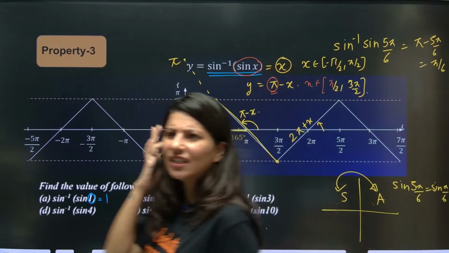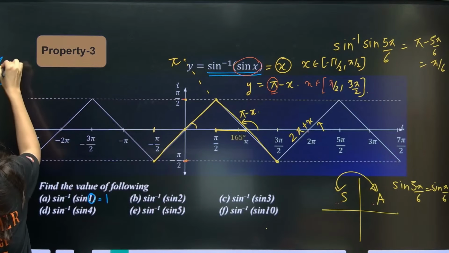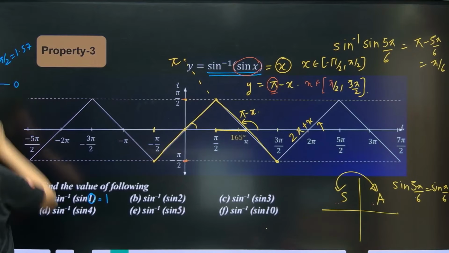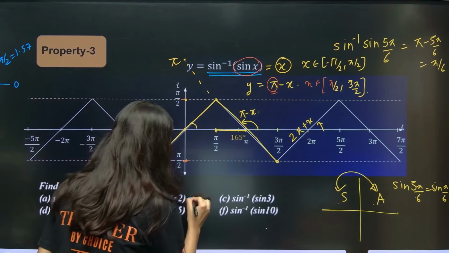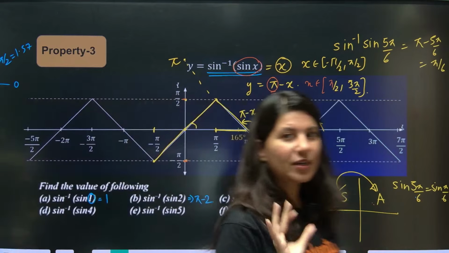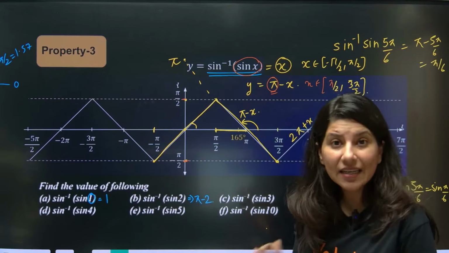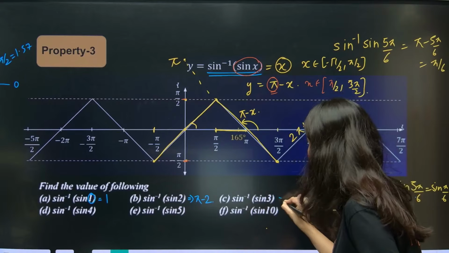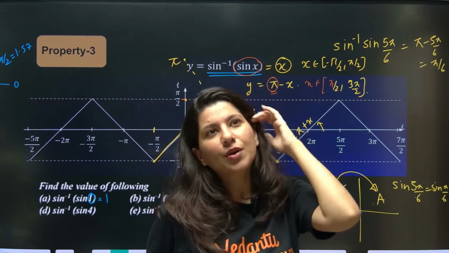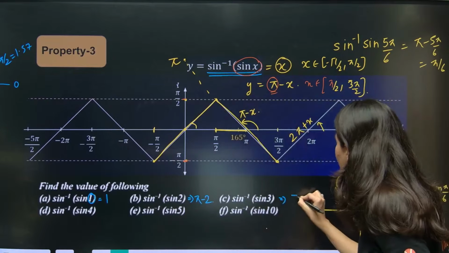Okay. Sine inverse sine 2. Hold on. So this is 0. This is pi by 2, which is 1.57. This is 3.14. So 2 lies in second quadrant. Sine inverse sine 2 will become pi minus 2. In first quadrant you will get exactly the same; in second and third quadrant both, pi minus 2. Now this is sine inverse sine 3. Which quadrant? Tell me. Hold on. 3 is also second quadrant. So it is pi minus 3.